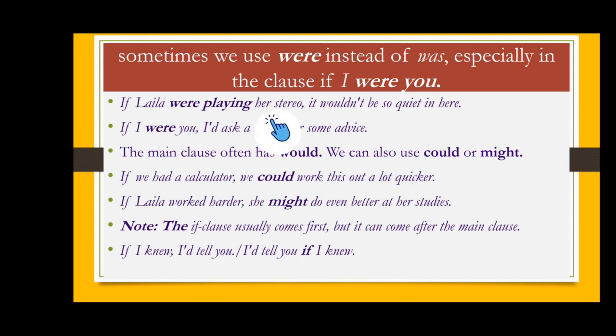I told you that we are using past tense in the if clause, but we are not referring to past time. So we are referring to present time. Is Layla playing her stereo right now? Not at all. It wouldn't be so quiet in here. Is it quiet here? Yes, of course. It's quiet in here. So if Layla were playing her stereo, then it wouldn't be so quiet here.